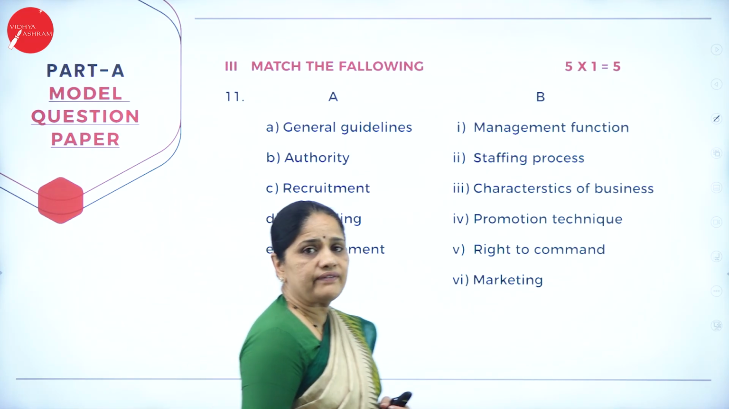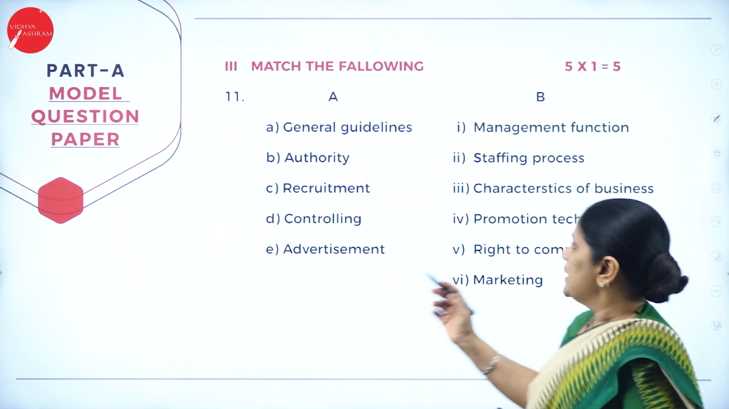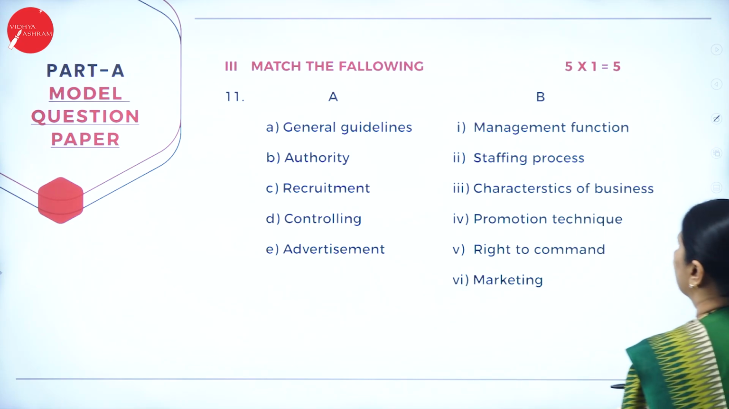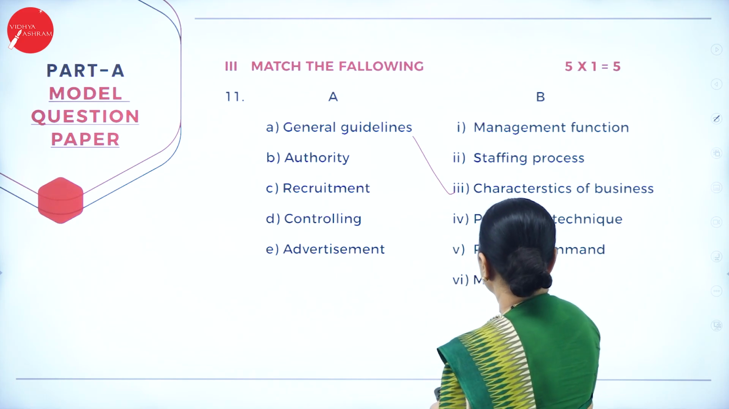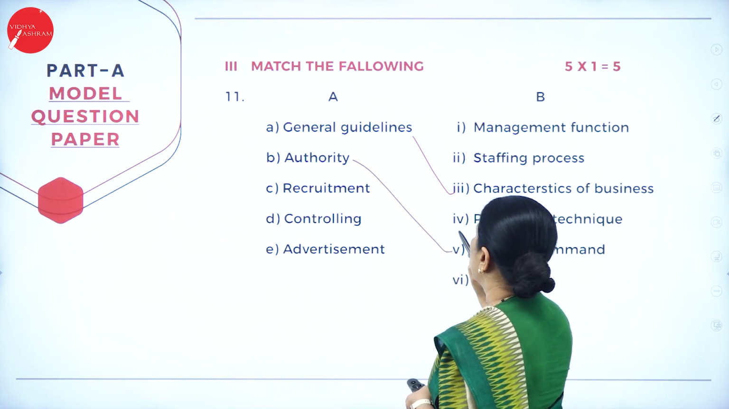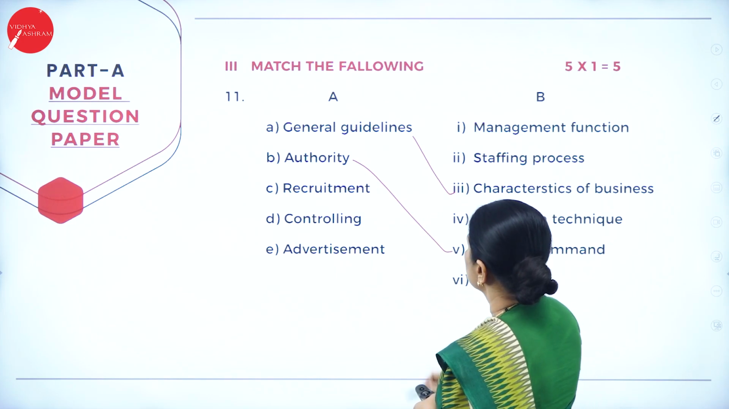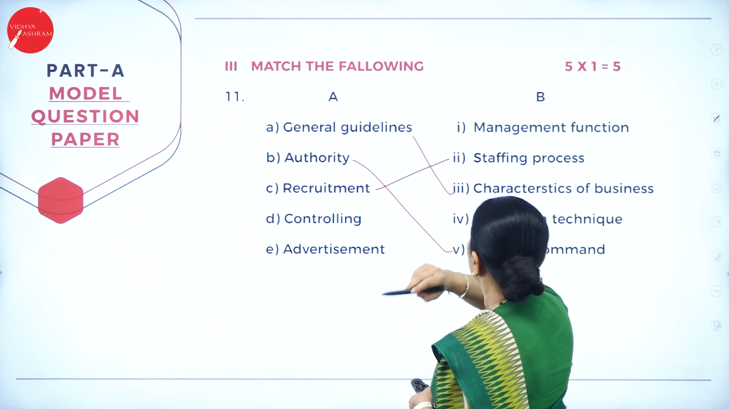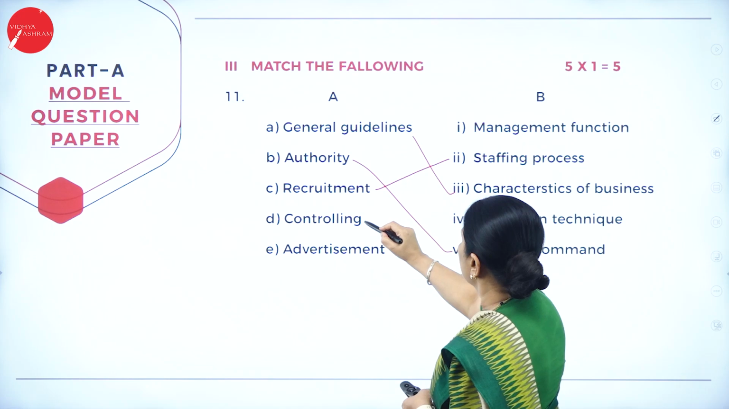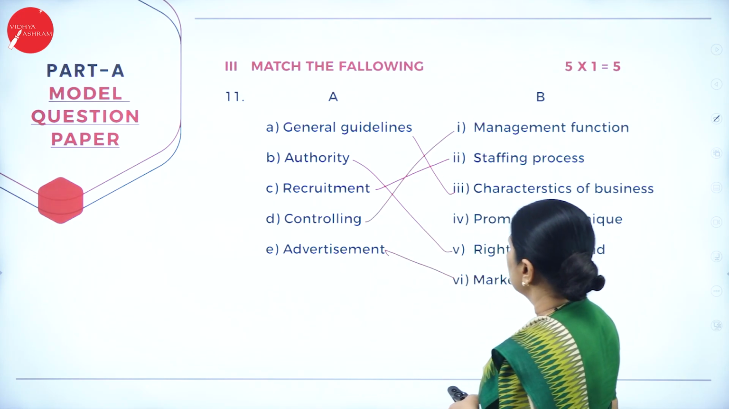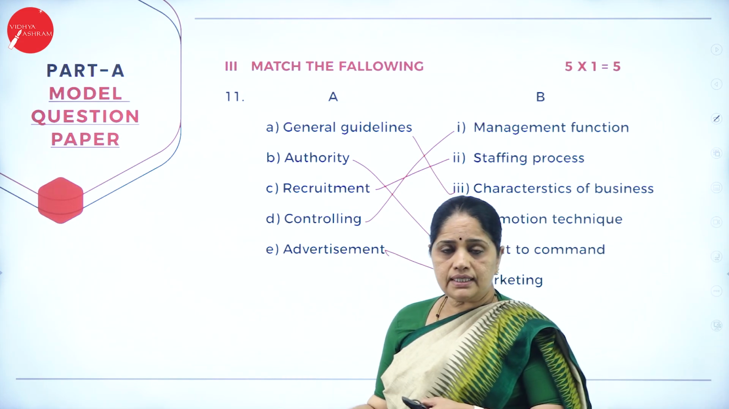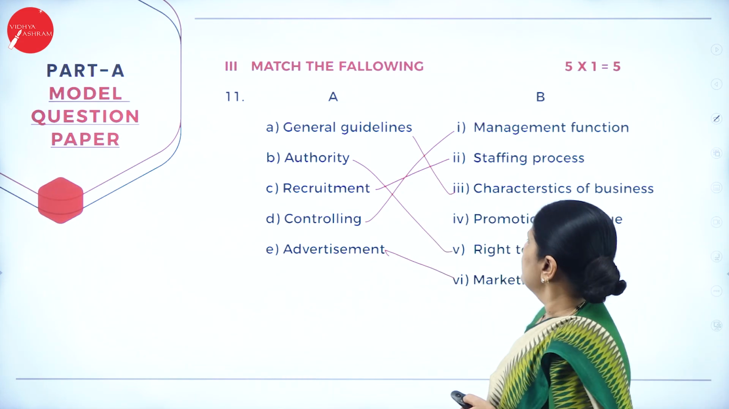So next we have the match the following here. In the match the following, general guidelines, they are the characteristics to business. Then authority is the right to command. Recruitment is a staffing process. Controlling is a management function. Advertisement is related to marketing. So these are the different match the following you will have to do.